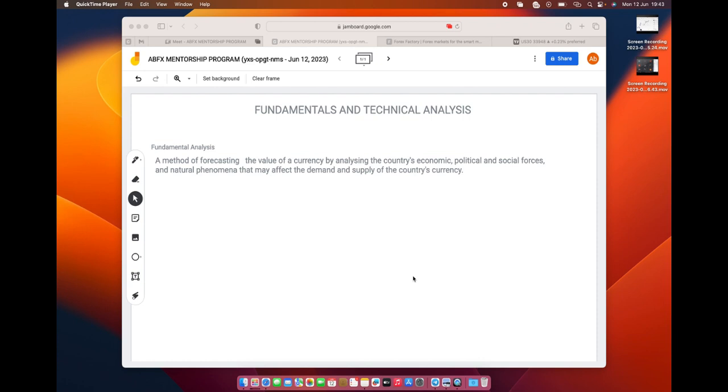So when it comes to fundamental analysis, you forecast the value of a currency by analyzing the country's economic, political and social forces, right? So we are looking at things like inflation, interest rate, GDP, and so on, and also some natural phenomena that are going to affect the supply and demand of that currency. What will make people want to demand a particular currency? What will make people want to supply more of that currency in the market, right?